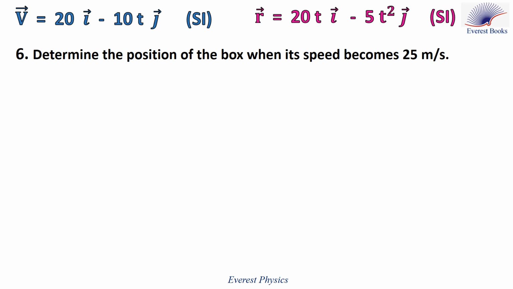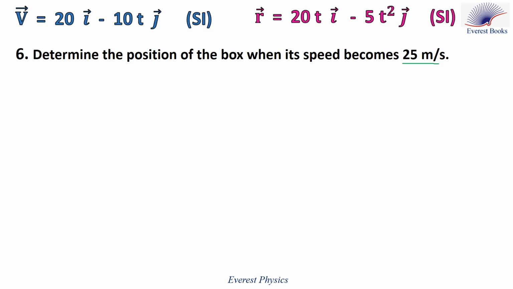Let's move to part 6. Determine the position of the box when its speed becomes 25 meters per second. First, we are going to calculate the time needed by the box to attain a speed of 25 meters per second, and then we will find the expression of the position vector at this time.